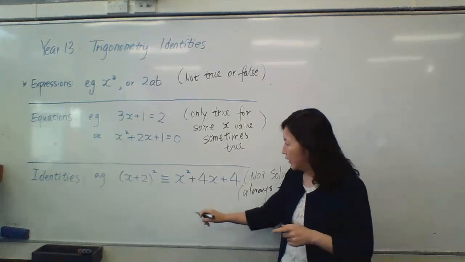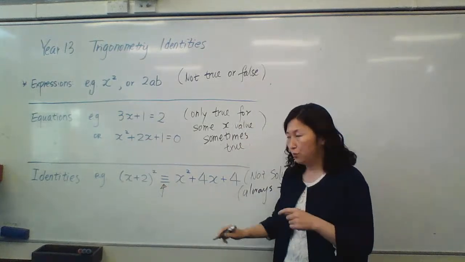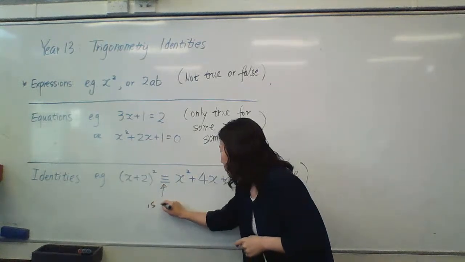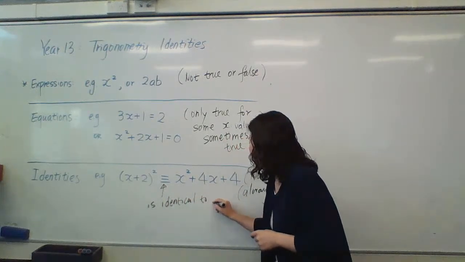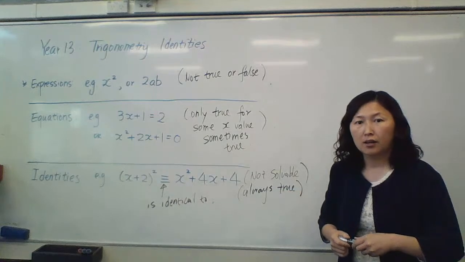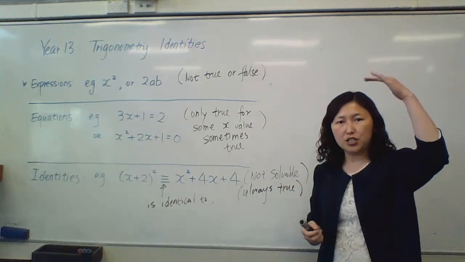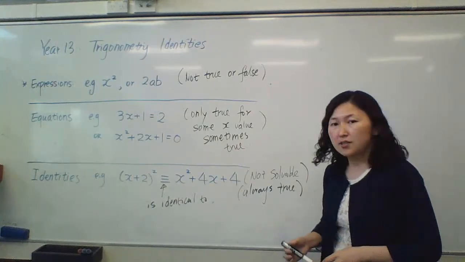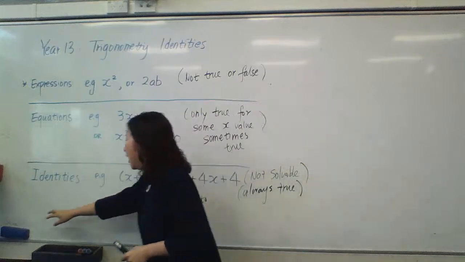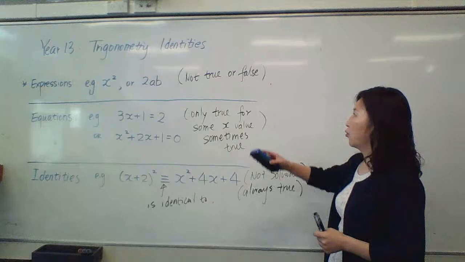Now, another thing is in identity, we love to use the triple line here. That triple line, the meaning is identical to. Okay? So this is just a brief introduction about the difference between expressions, equations, and identities. And today we're actually going to have a look at some trig identities and how we're going to use those identities to actually prove some questions.